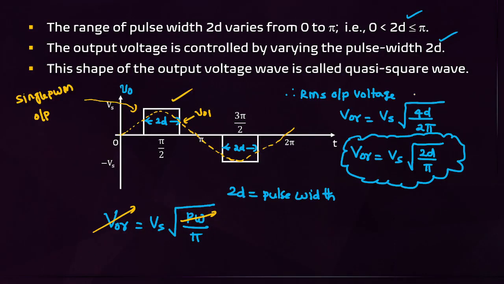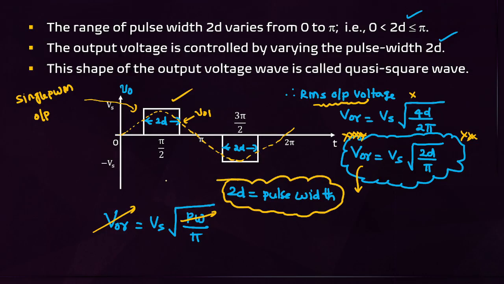In a single PWM technique, what is the RMS value of fundamental? Sorry, what is the RMS output voltage? Not the fundamental voltage, this is the RMS output voltage. The RMS output voltage is equal to Vs into square root of 2d by pi. But point to remember, students, here 2d is nothing but the pulse width, not d. In a single PWM technique, what is the pulse width? 2d is the pulse width, students.